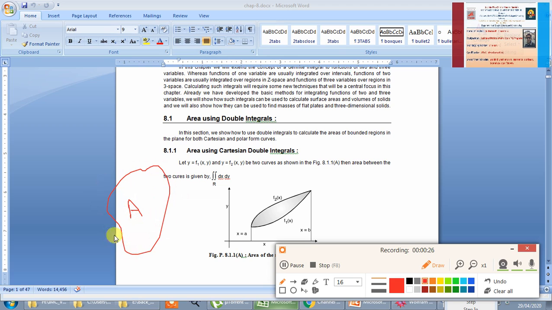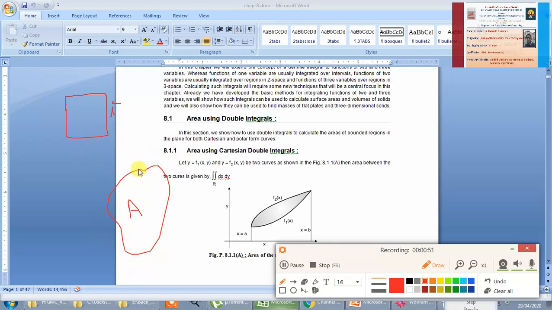See, it is not a standard curve. If it were a square or a rectangle, we could find the area. If it is a square, the area is simply length squared. If it is a rectangle, it is a into b. If it is a circle, it is pi r square. Likewise, if it is a standard curve, we can find the area of the region inside it.